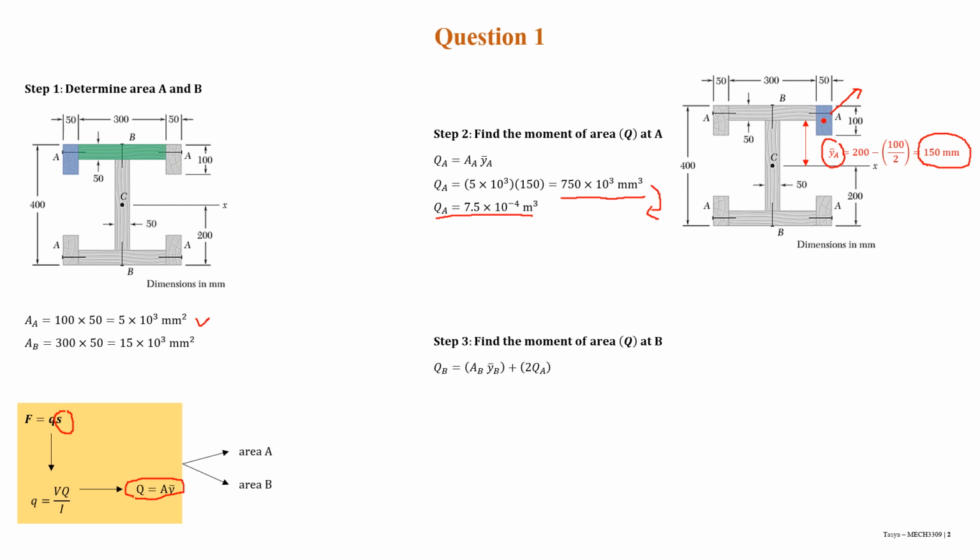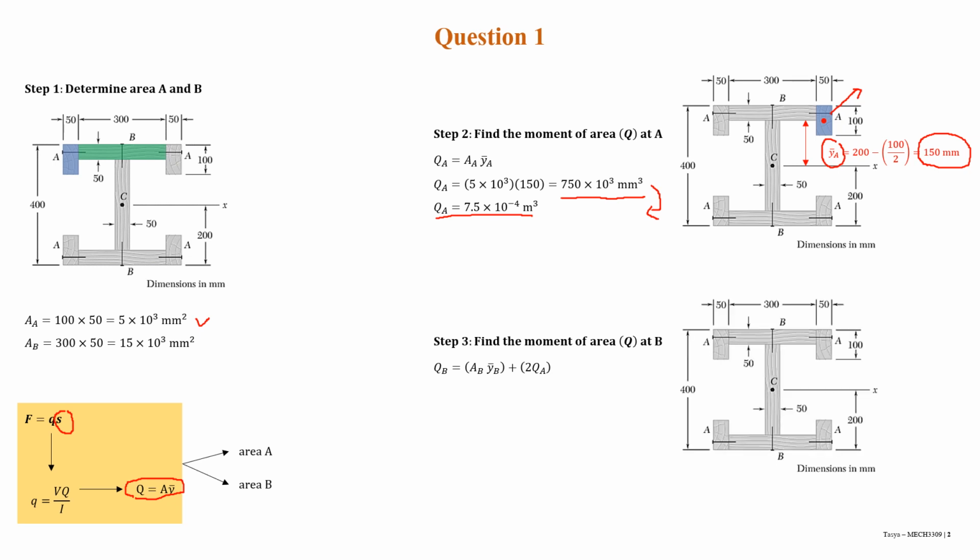At area B, the QB does not only consist of the area multiplied by the Y. Why? Because beam B is subjected to 3 nails here. The 2 nails are coming from the area A, here and here, and also at B itself. So the moment of area at B will be A B Y B plus 2 QA.